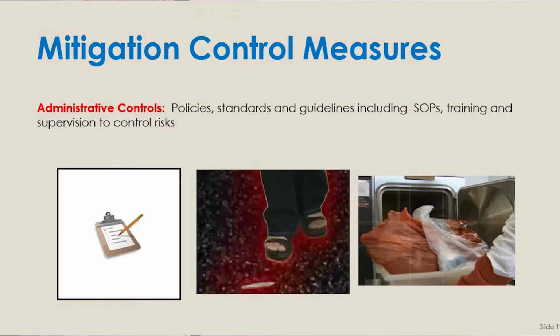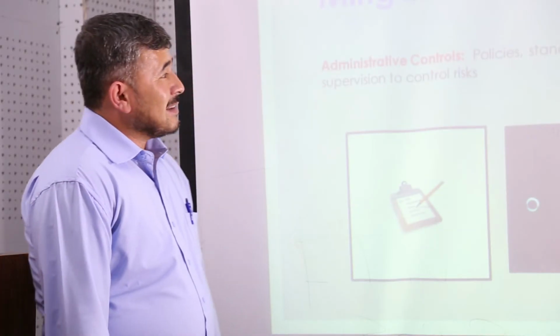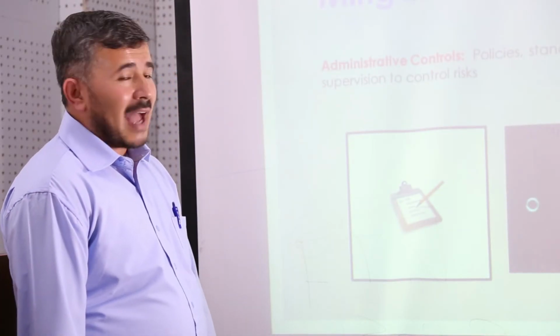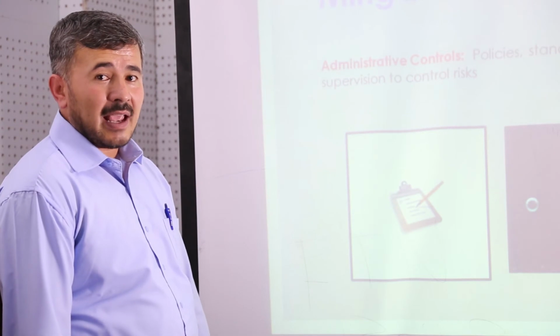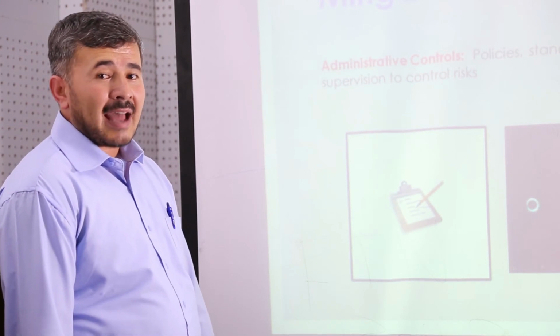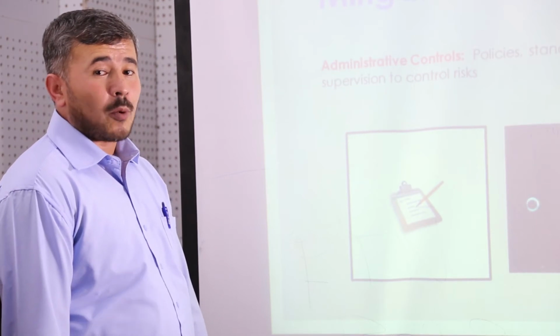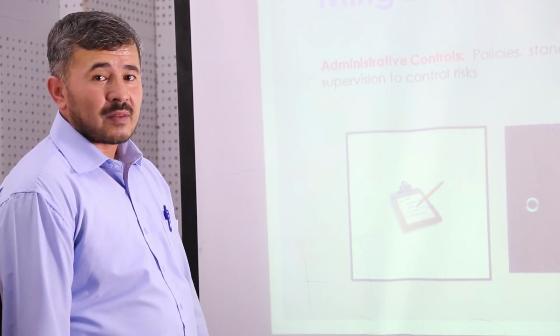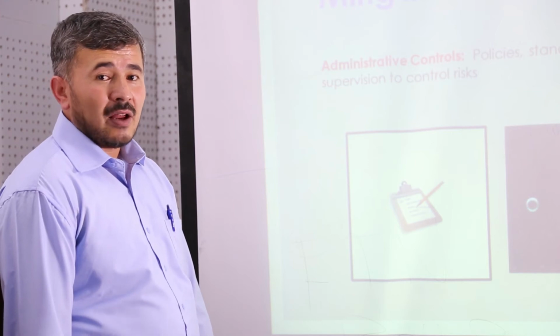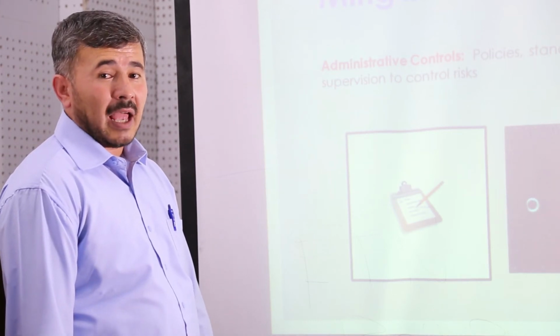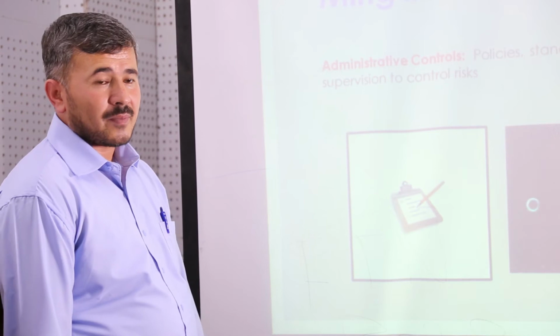The third strategy is administrative control. This is policies, standards, guidelines, SOPs, and other guidance materials to guide people to protect themselves from biological material or to protect biological material from the people.